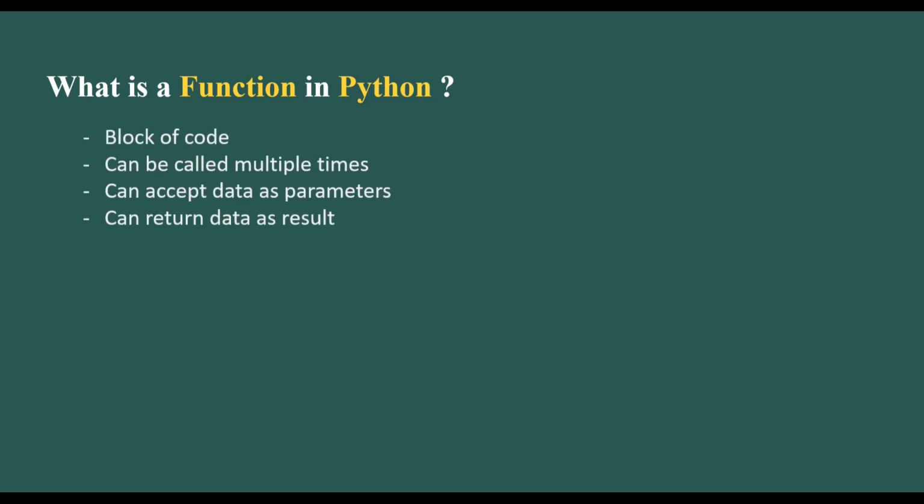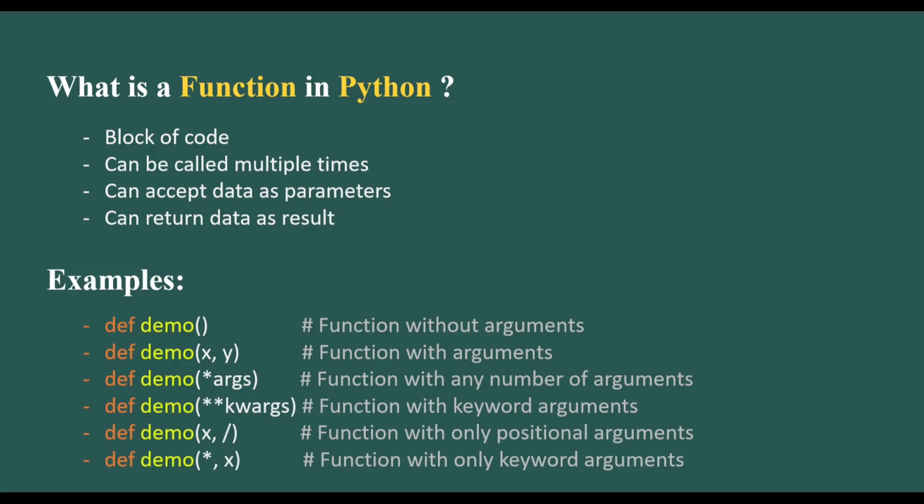What is a function in Python? A function is a block of code that can be called multiple times. It can accept data as parameters and it can return data as a result. Here are some examples of functions.